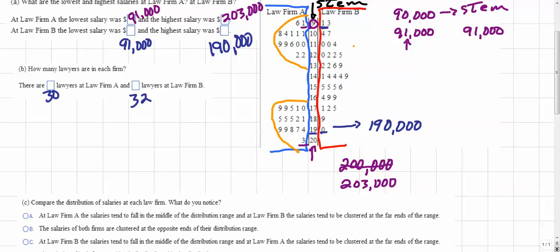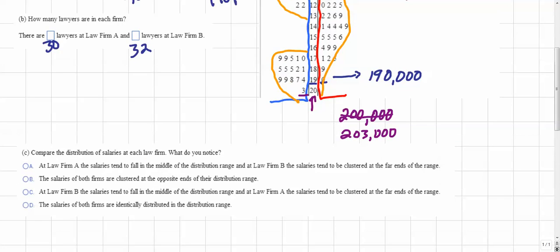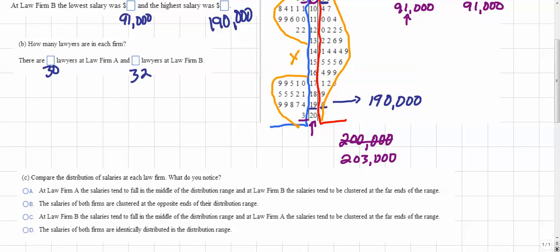And so then I look at these choices. At law firm A, the salaries tend to fall in the middle, which we know that is not true since this is the middle. Part B, the salaries of both firms are clustered at the opposite ends of this distribution. That's not true because for law firm B, they tend to be a uniform distribution. At law firm B, the salaries tend to fall in the middle of the distribution. And law firm A, the salaries tend to be clustered at the far ends of the range. And that is true because of the way I've gone ahead and drawn my little distributions, clustered at the top, the bottom end, and clustered at the top end here, and then this just falls out in the middle. So this would be the answer for the problem, would be part C.